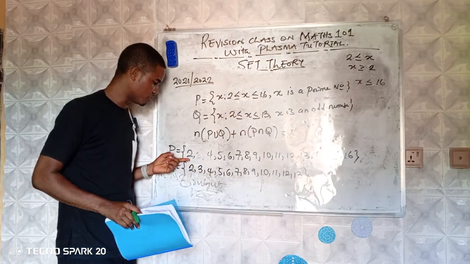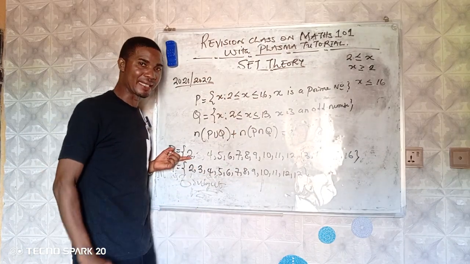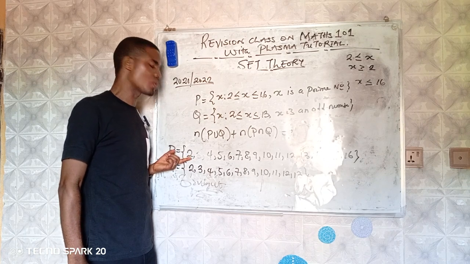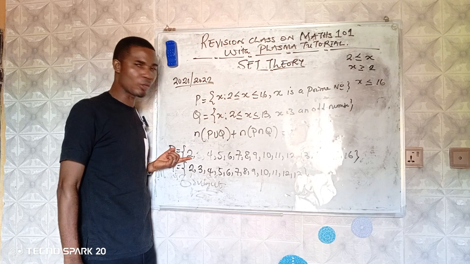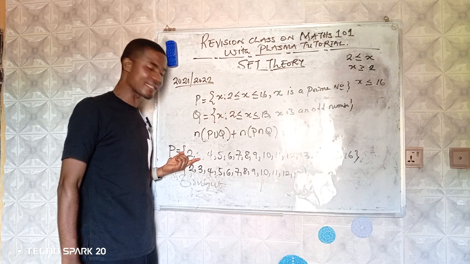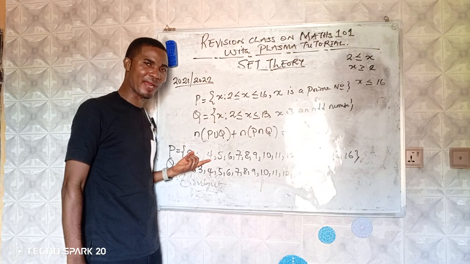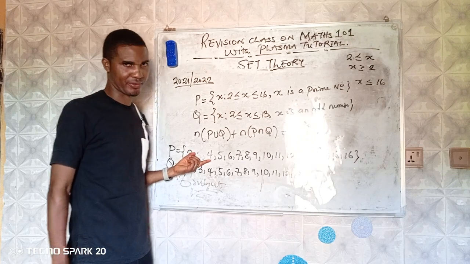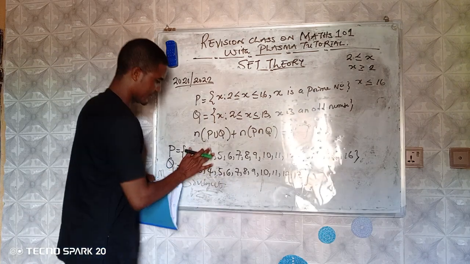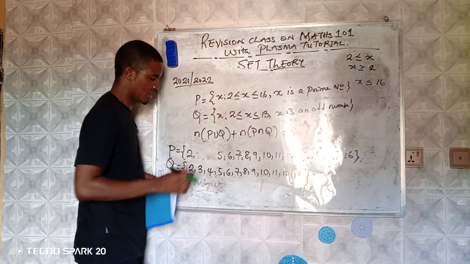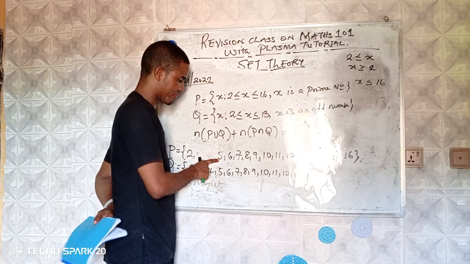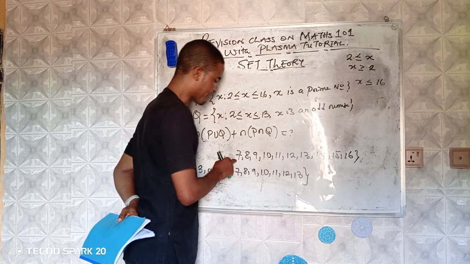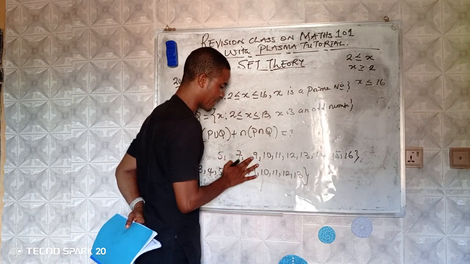Now, if you observe, two is a prime number, yes, because two can be divided by one and itself. There's no other number that can divide two, so it makes it. Three is a prime number. Four is not a prime number because four has more than two factors. So four will leave. Five is a prime number, yes. Six is not a prime number. Six will leave. Seven is a prime number, yes. Eight is not a prime number. Eight will go.